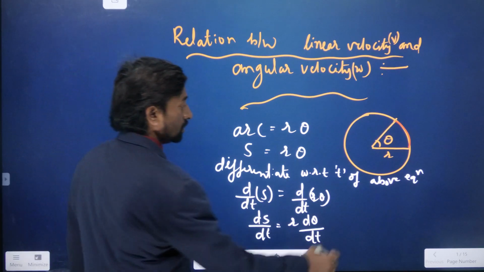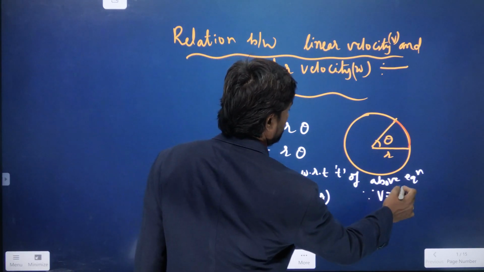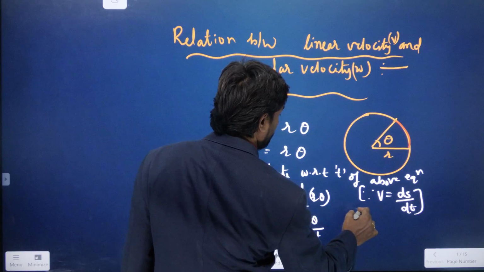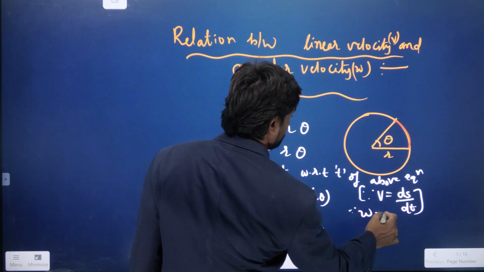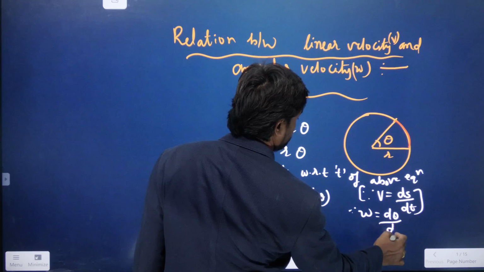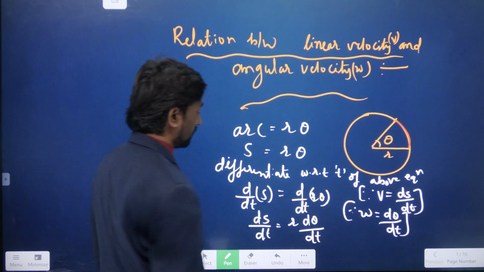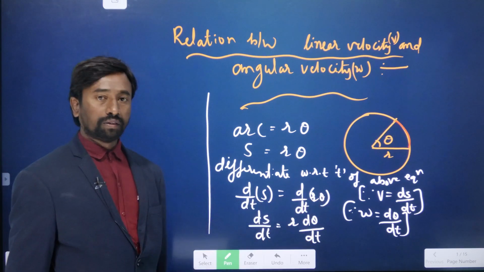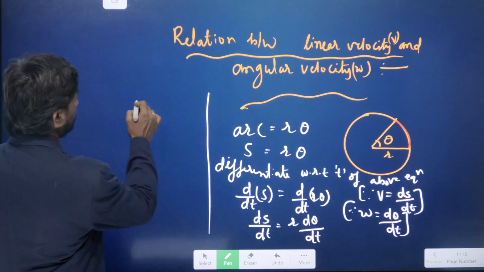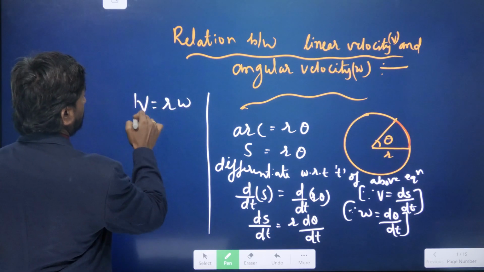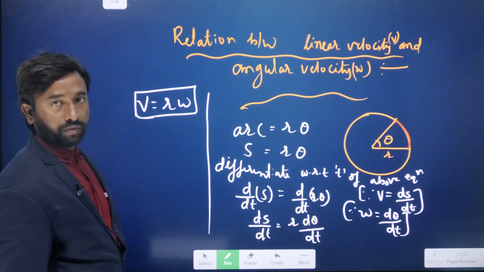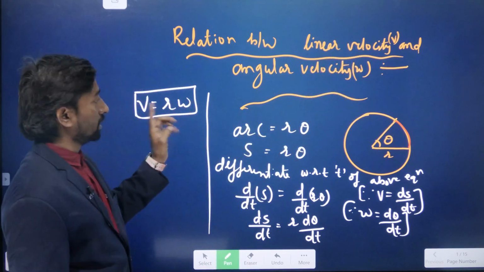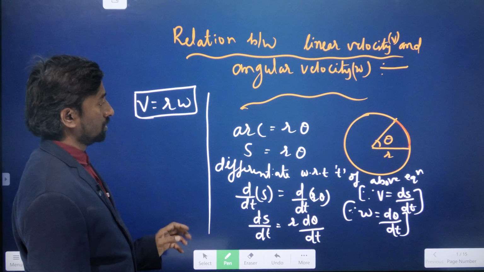And we know that linear velocity is nothing but rate of change of displacement. And omega is nothing but rate of change of angular displacement. Now we can replace this ds by dt with v and d theta by dt with omega. Okay, so we'll get v is equal to r into omega. So now this is the relation between linear velocity and angular velocity. Linear velocity is denoted by v and angular velocity is denoted by omega. Okay, so this is one relation there.